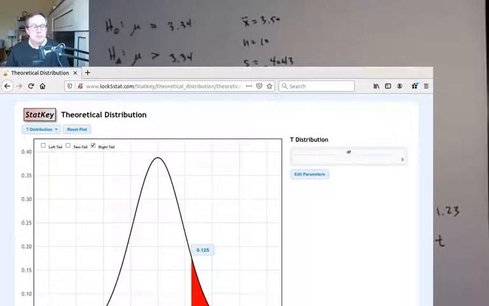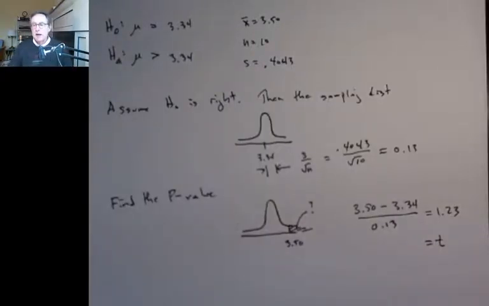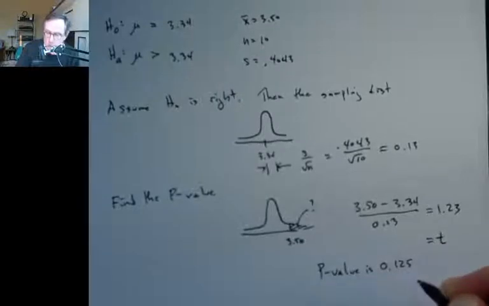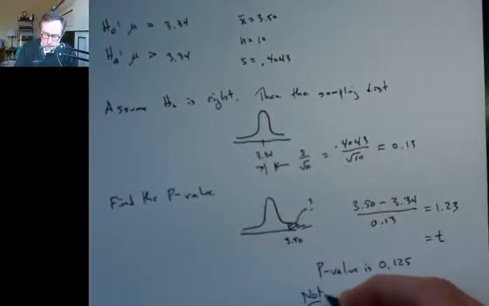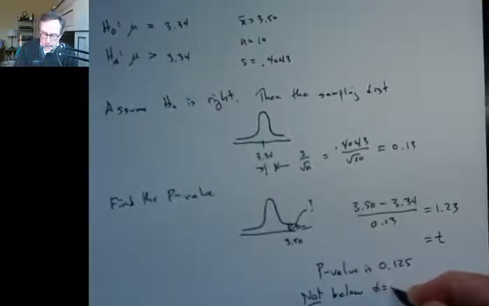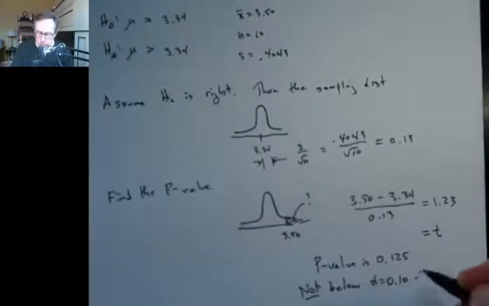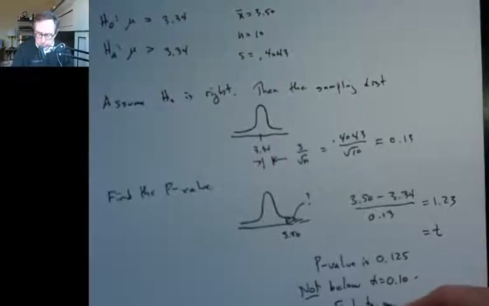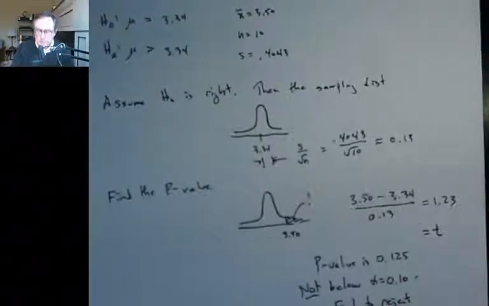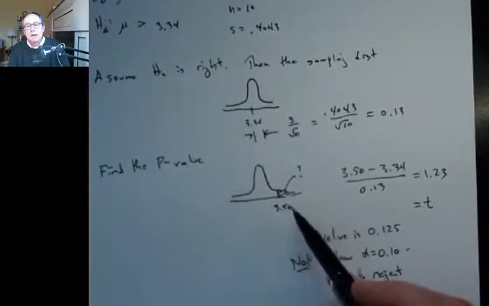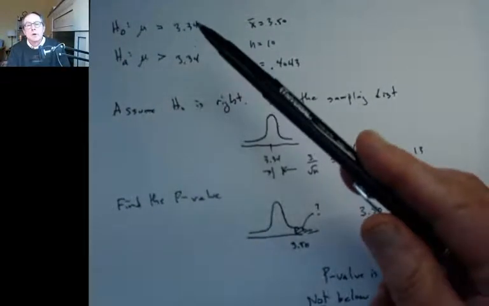So let me bring up the piece of paper again, and we get a p-value of 0.125. Okay, so the p-value is 0.125, and that's not below alpha equals 0.10. This particular question, they asked me to work with that alpha. So you fail to reject. Fail to reject. Okay, so that proves to be a perfectly everyday sample in a context where the nationwide average was 3.34.